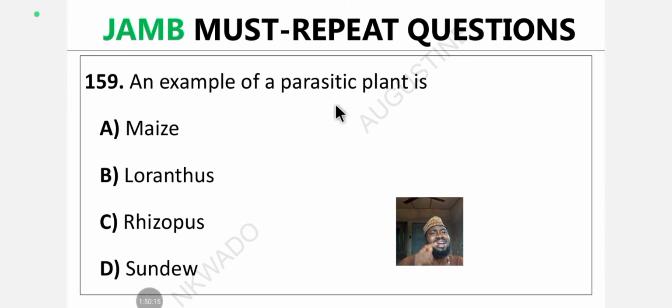Question 159. An example of a parasitic plant is what? A. Maize. B. Loranthus. C. Rhizopus. D. Sundew. What's the answer? Drop the answer in the comment section.